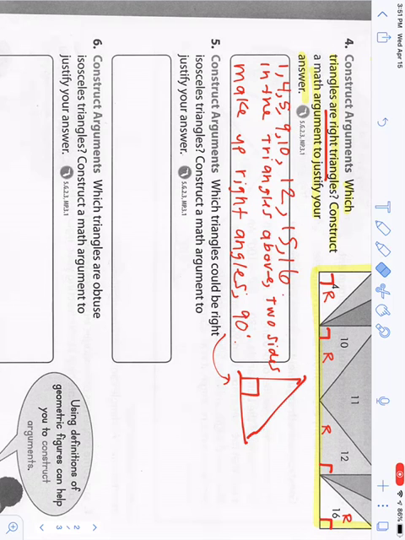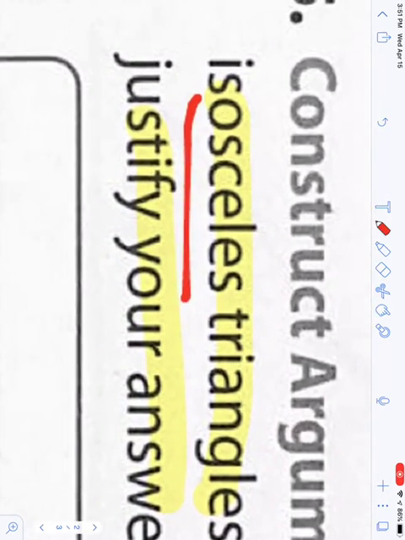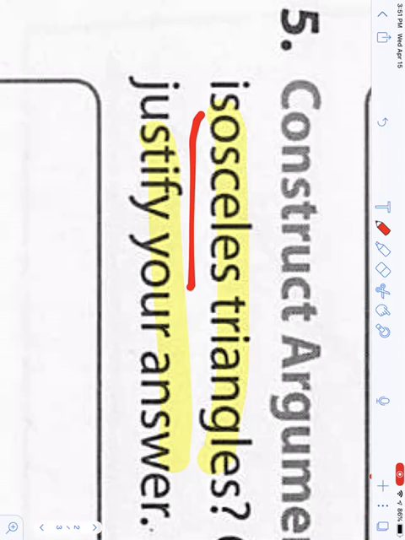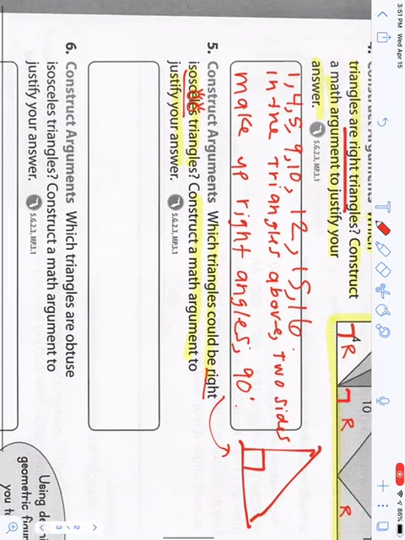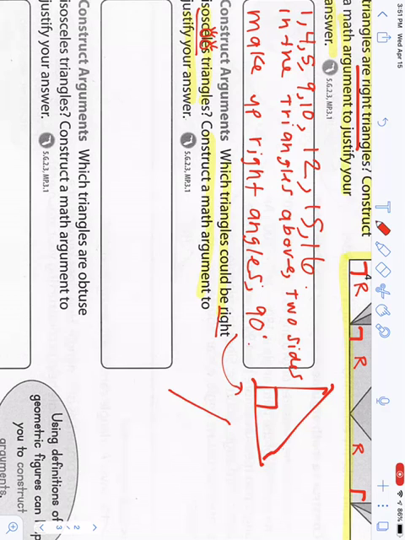It says, which triangles could be, sorry about that. Which triangles could be right isosceles triangles? Construct a math argument to justify your triangle. All right, well, for this one, you have to know what right means, and you have to know what isosceles means. In the word isosceles, how many E's do you see? I see 2 E's. I'm going to make them like little eyeballs, which is kind of creepy. But isosceles means that you see 2 even sides. So to help my argument, I'm going to come over here and I'm going to draw an isosceles triangle.